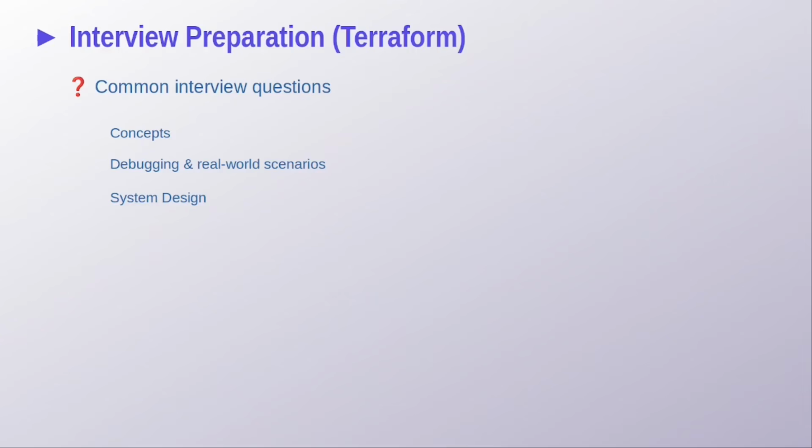System design question. Example: design a Terraform structure for multi-account AWS. A strong answer shows environment separation, module reuse, security awareness, and team workflows. This is senior-level thinking.